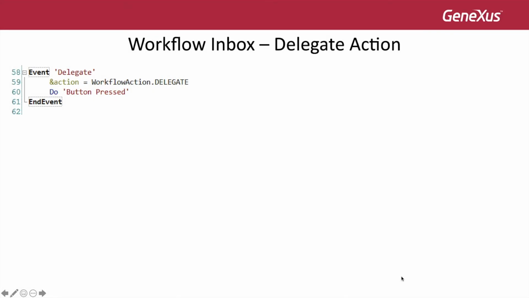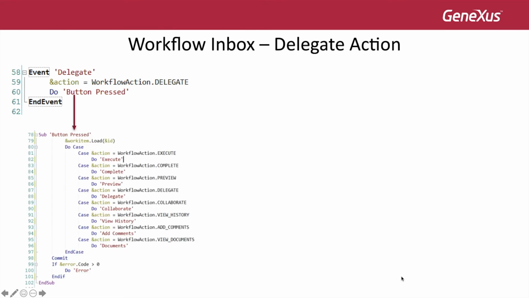We are going to see the delegate action of the workflow inbox. If we execute this action, we're going to delegate a work item that we have in our inbox to another person. To do so, in the event delegate, as well as other actions, it will assign the workflow action, but with the value delegate, into the action variable, and then execute the subroutine button press.